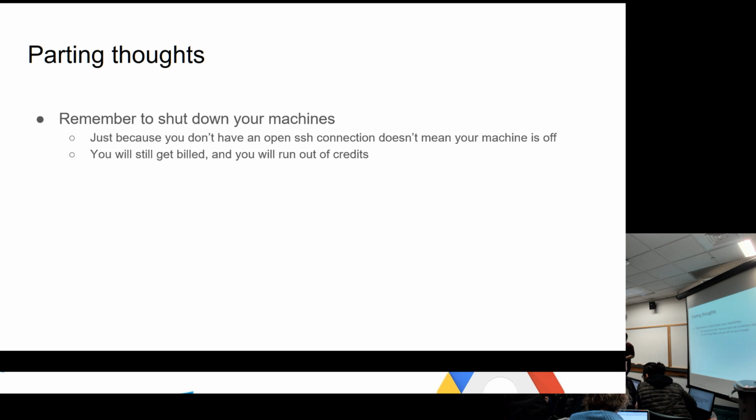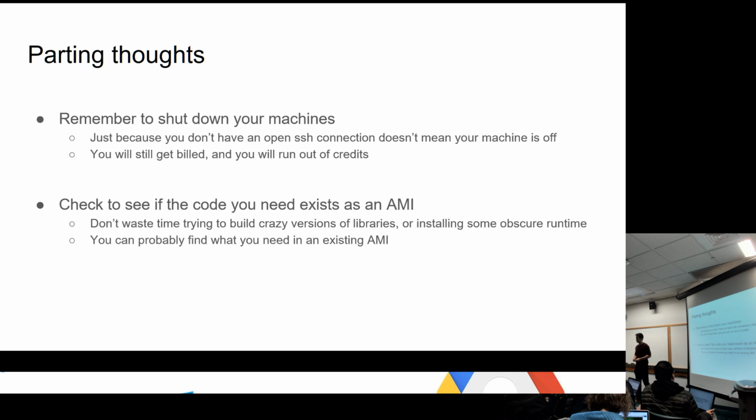And yeah, just because you close the SSH doesn't mean that the machine has been turned off. So don't just turn off the SSH, actually go into the EC2 dashboard and shut everything down. Check to see if the code that you need exists as an AMI. I can't tell you the number of times, like I mentioned earlier, where I was stuck trying to figure out how to install libraries, then I found out that there was an AMI that already did it for me. So don't duplicate the work unless you need to.